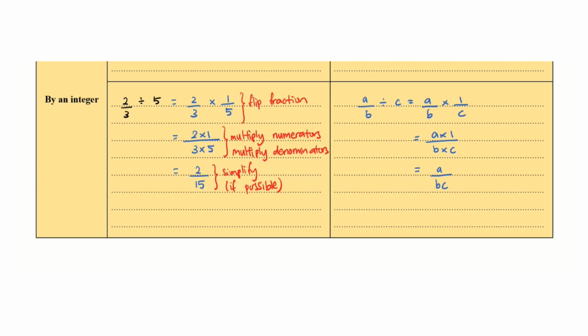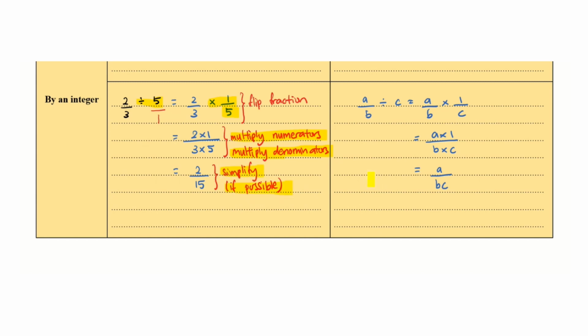Now, what about if I were to divide by a whole number instead? For example, 2 over 3, I divide it by 5. The same idea still continues. You must think of 5 as 5 over 1. So we will do the flipping of the fraction on the right, such that I will get times 1 over 5. Then I multiply the numerators together and multiply the denominators together. Then I simplify if it is possible.